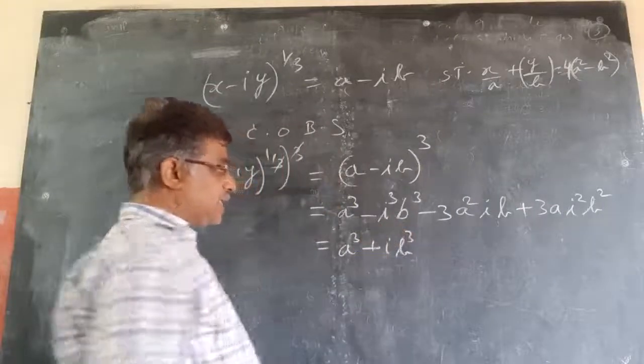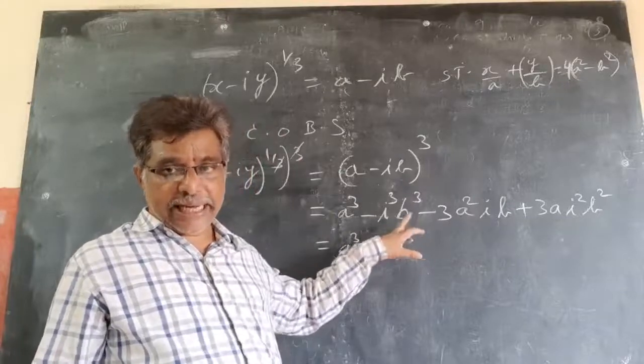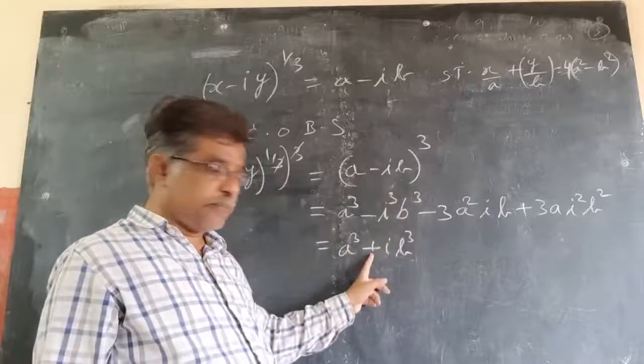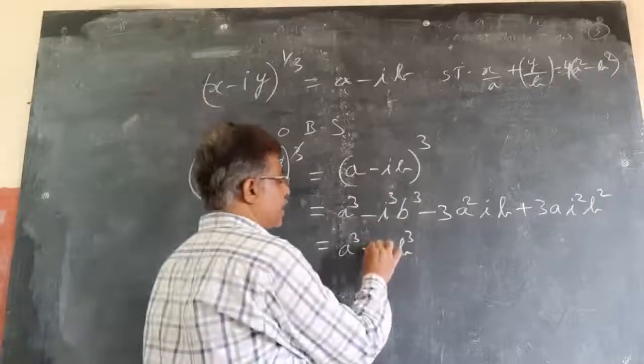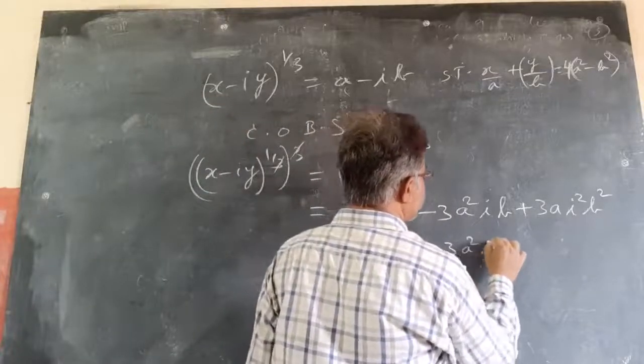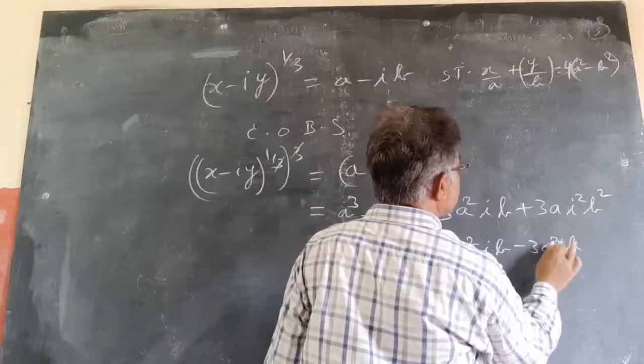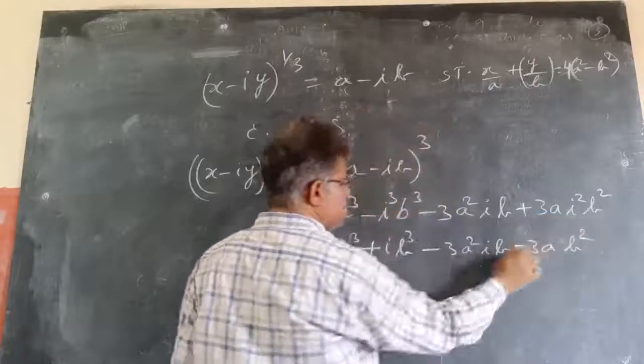i³ I can write as i² into i. i² is minus 1, so minus plus ib³ minus 3a²ib. This is minus 3ab². Sorry, 3ab² because i² is minus 1.